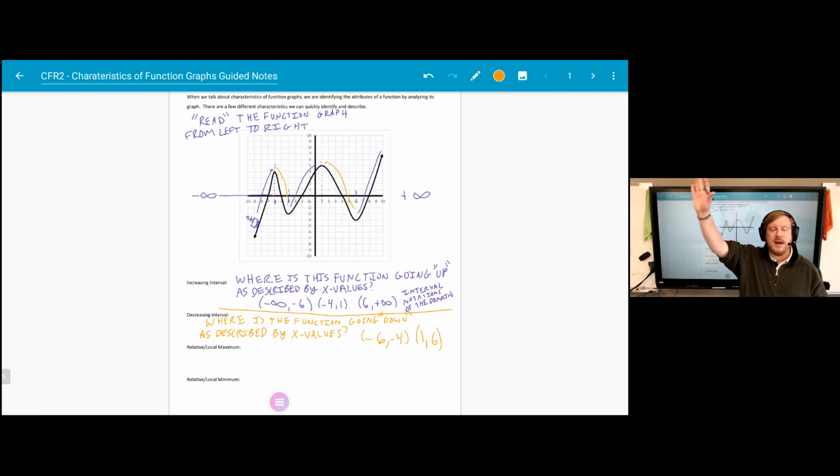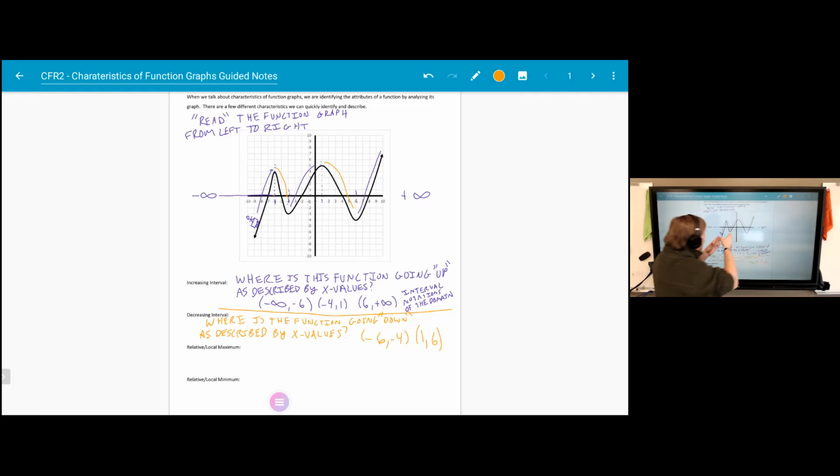Where's the function going up as described by x values, and where's the function going down? In other words, if I wanted to take a chunk out of this function by just using the x values, where is it going up? I'm going to say it's going up from -4 to 1. So if I took it between x from -4 to 1, this function would be going up, right? That is increasing and decreasing intervals.